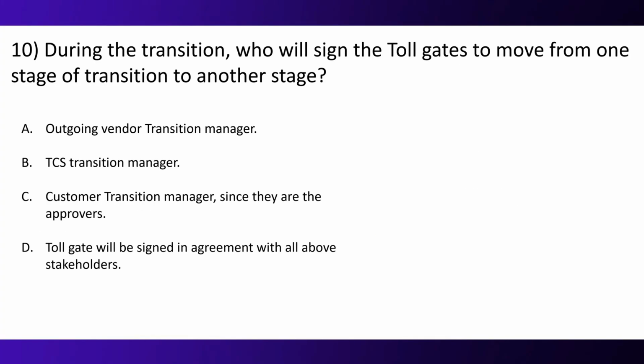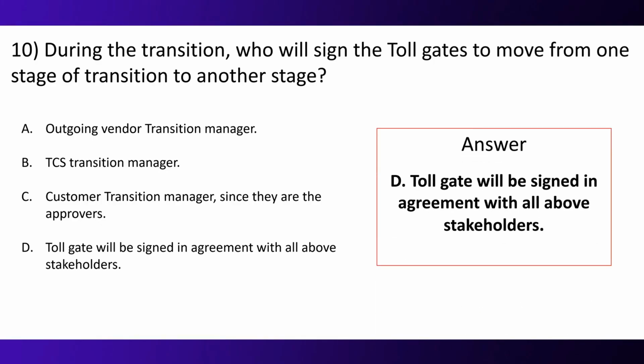Question 10. During the transition, who will sign the toll gates to move from one stage of transition to another stage? Option A, outgoing vendor transition manager. Option B, TCS transition manager. Option C, customer transition manager, since they are the approvers. Option D, toll gates will be signed in agreement with all above stakeholders. And the correct option is D. Toll gates will be signed in agreement with all above stakeholders.